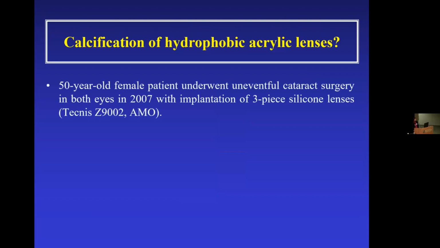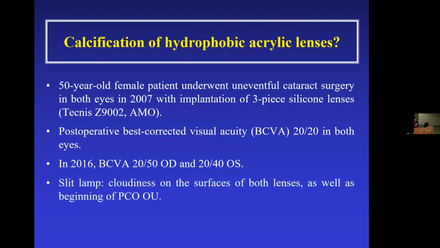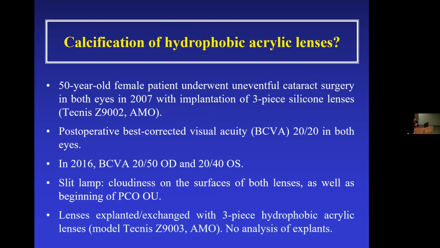So in this case, I'm going to use this case to illustrate this problem. This patient actually had silicone lenses implanted in both eyes. Everything was fine. And some years later, there was a decrease in the visual acuity. And the ophthalmologist described cloudiness of the silicone lenses. They were explanted, but we never analyzed them. And there was an exchange to hydrophobic acrylic lenses.